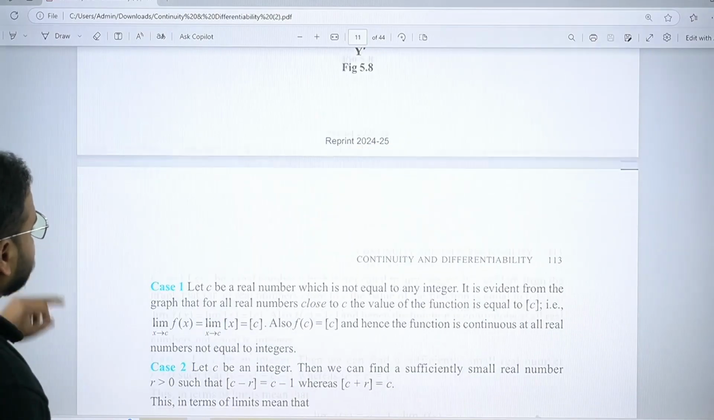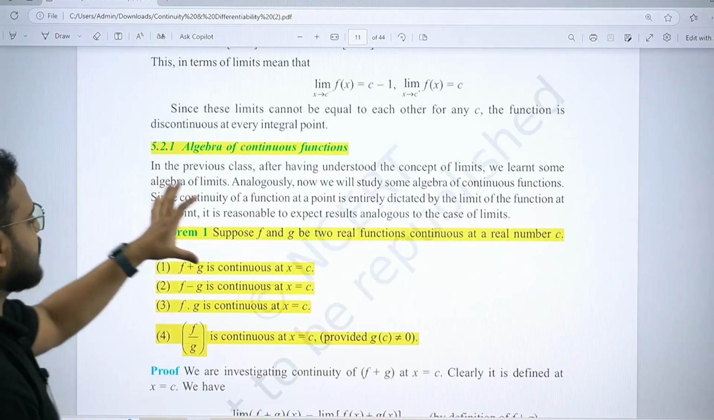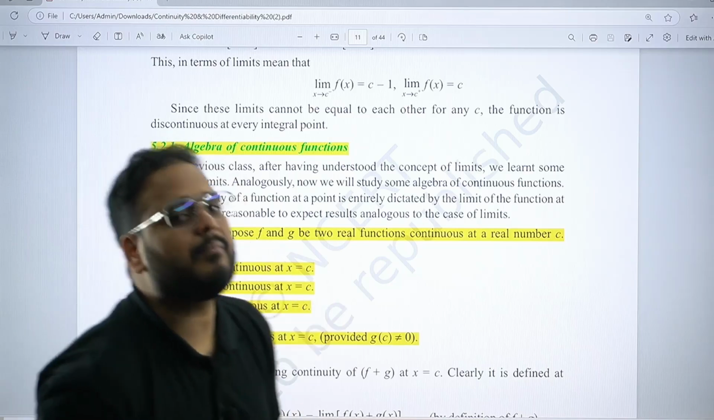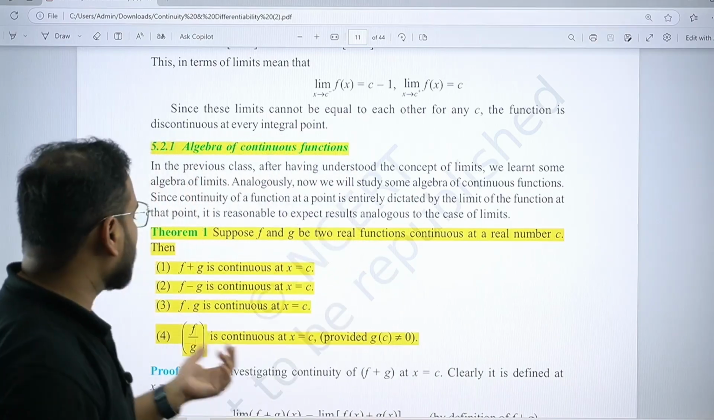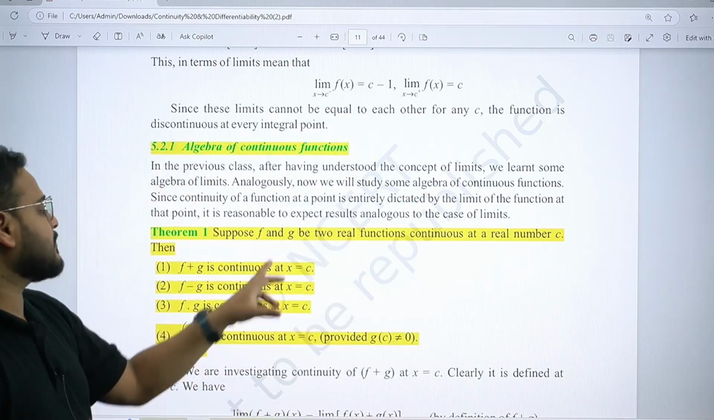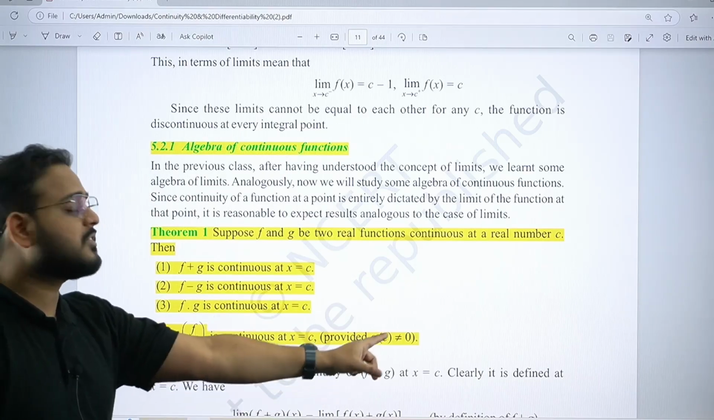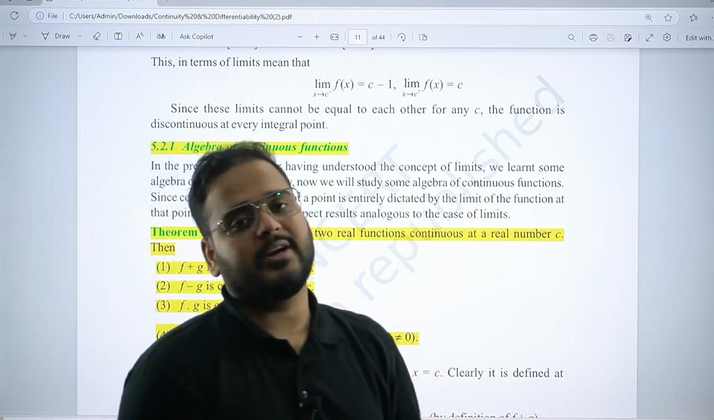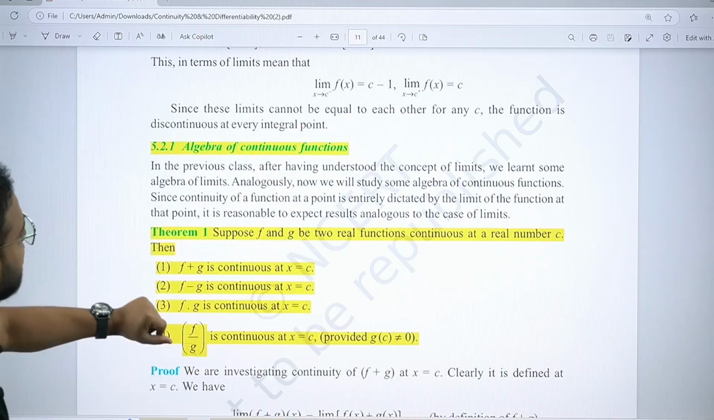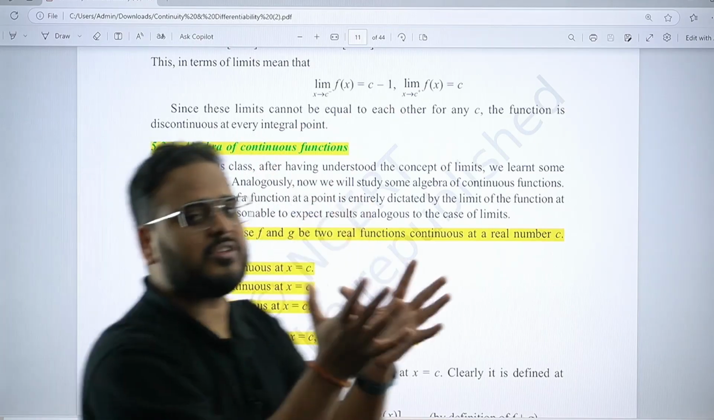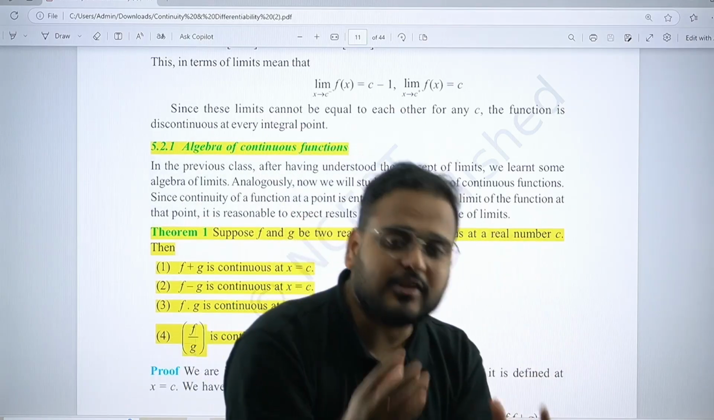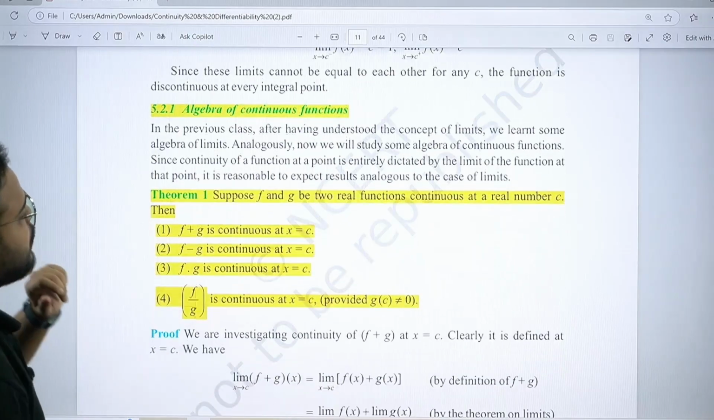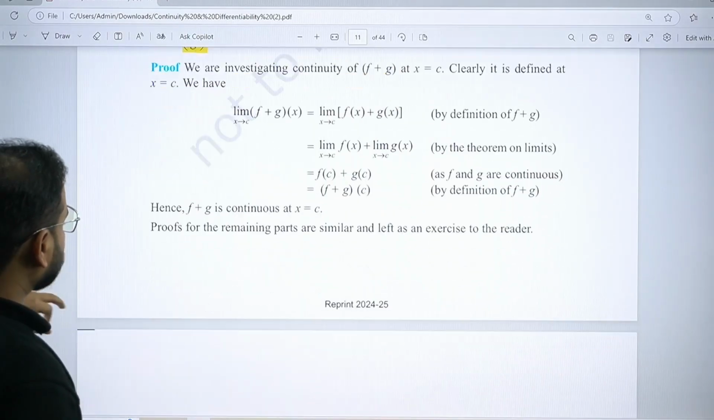Now, algebra of continuous functions: if f and g are two continuous functions, you have to talk about the sum, the product, the difference, and the quotient. They will also be continuous, provided the condition is fulfilled that g of c is not equal to 0. Of course, it will become infinity otherwise, that's why it has to be a non-zero entity. So this is algebra of continuous functions, meaning they can give you two different functions, and you might be using those entire functions to check the continuity. That's why this algebra of continuous functions is also very, very important. Some questions you can solve on this as well.